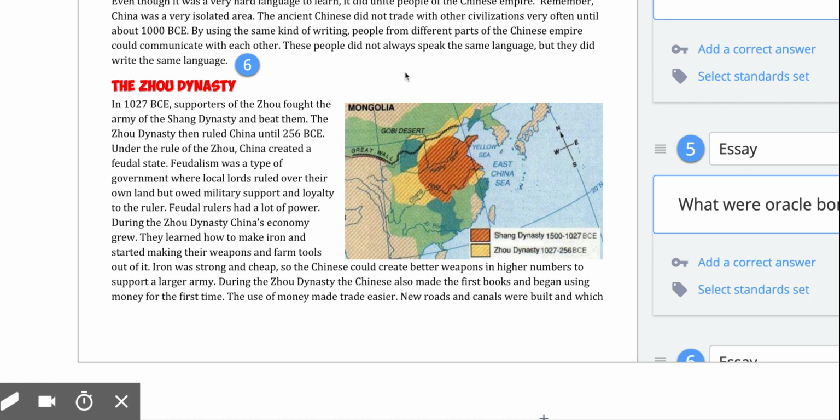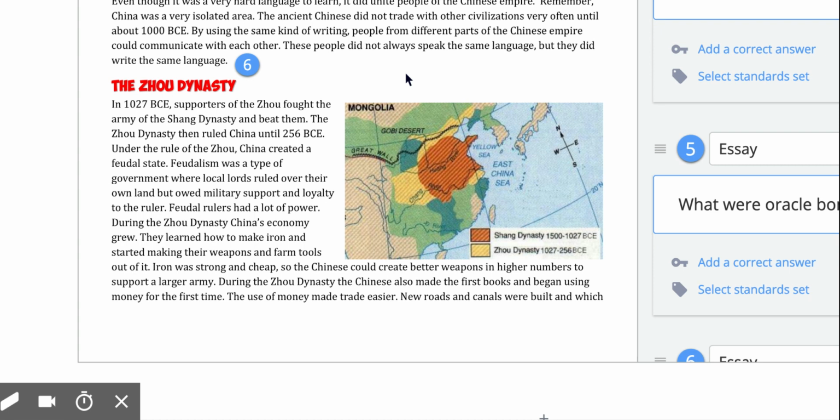The Chu dynasty. In 1027 BCE, supporters of the Chu fought the army of the Shang dynasty and beat them. The Chu dynasty then ruled China until 256 BCE. Under the rule of the Chu, China created a feudal state. Feudalism was a type of government where local lords ruled over their own land but owed military support and loyalty to the ruler. Feudal rulers had a lot of power.